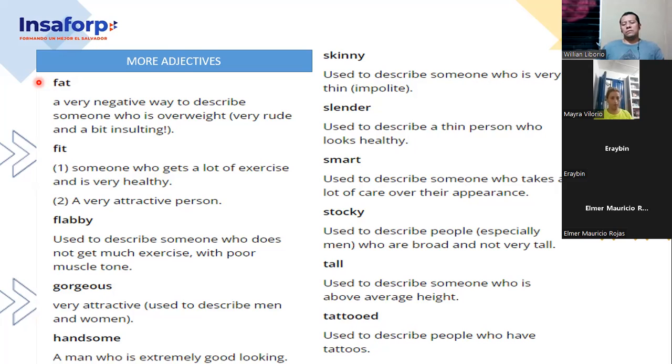So in order not to sound that rude or that insulting to someone, you can use some other adjectives which are going to mean the same thing, but they are not going to sound that rude to someone else when you're talking in English. Okay, so let's move on to the next one.